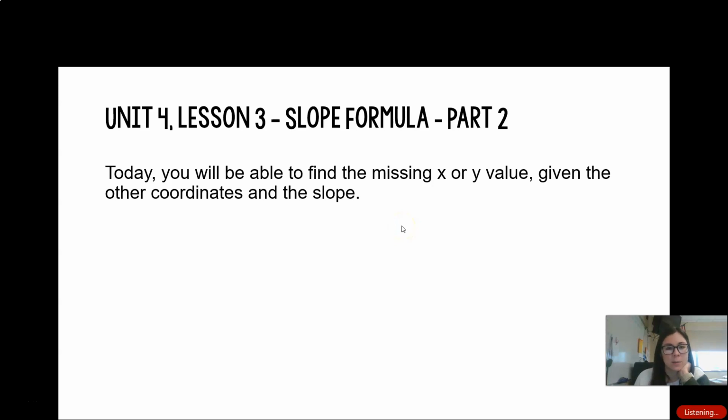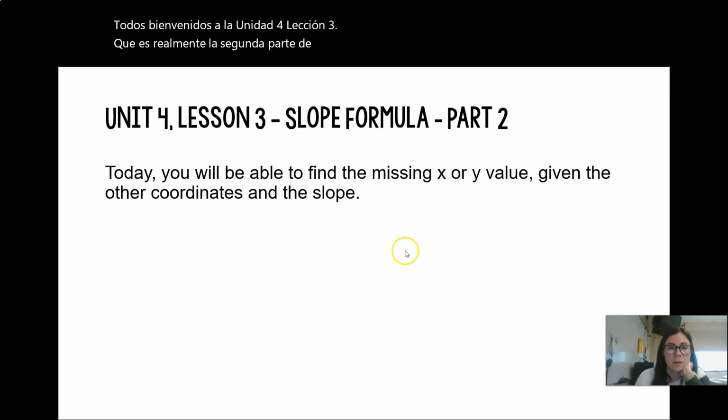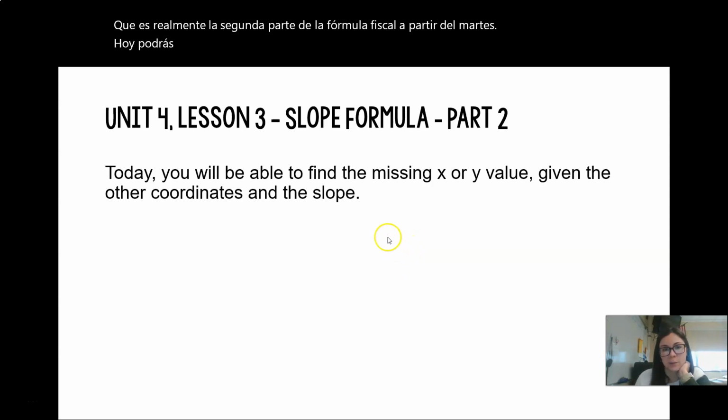Hi everyone, welcome to Unit 4, Lesson 3, which is really the second part of the slope formula from Tuesday. Today you will be able to find the missing x or y value given the other coordinates and the slope.